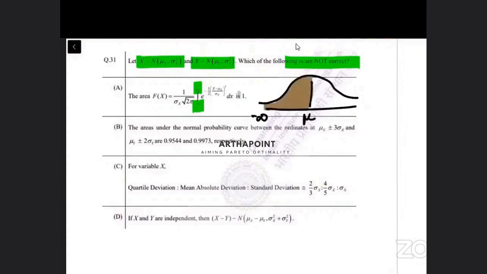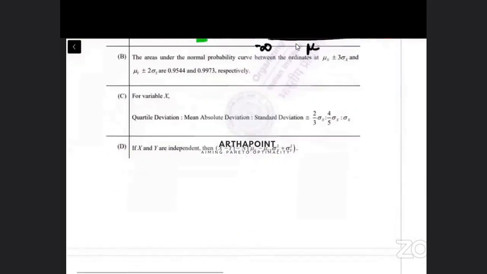And this area is not 1. So this is an incorrect statement. Okay, now come to the second part.